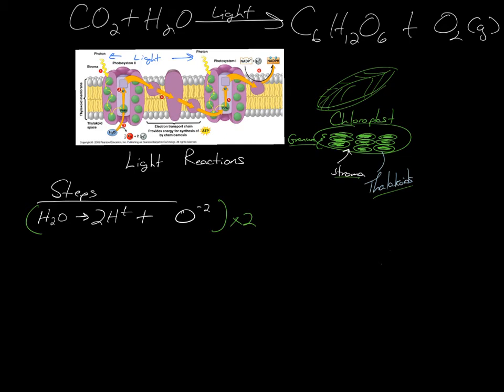If we multiply everything times 2, so we have 2 waters, yields 4 H pluses, plus 2 O2 negatives. What do you think is going to happen with those 2 O2 negatives? What are the oxygens going to do with each other? They're not canceled, they would be -4. They wouldn't cancel, so what would they do? What would these 2 oxygen atoms do?